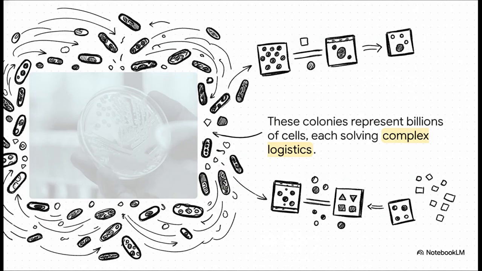Now, you've all seen this 1,000 times in the lab, right? A petri dish full of colonies. But let's pause for a second. What are we really looking at? It's not just a smudge of growth, it's billions, literally billions of individual cells. And every single one of them is solving this complex border control problem every single second. The scale of this operation is just mind-blowing.